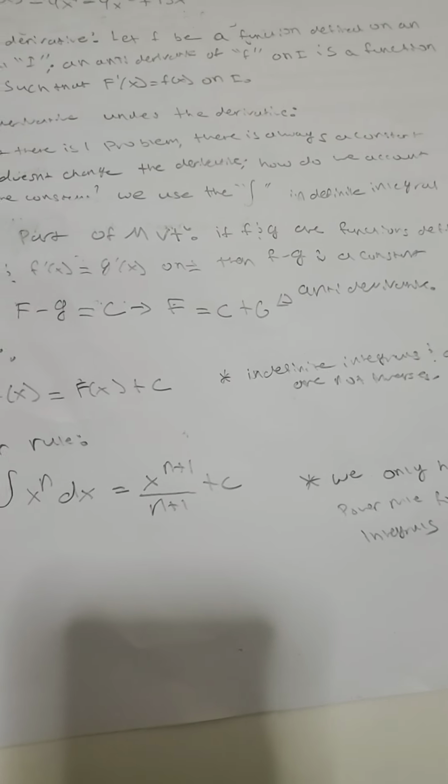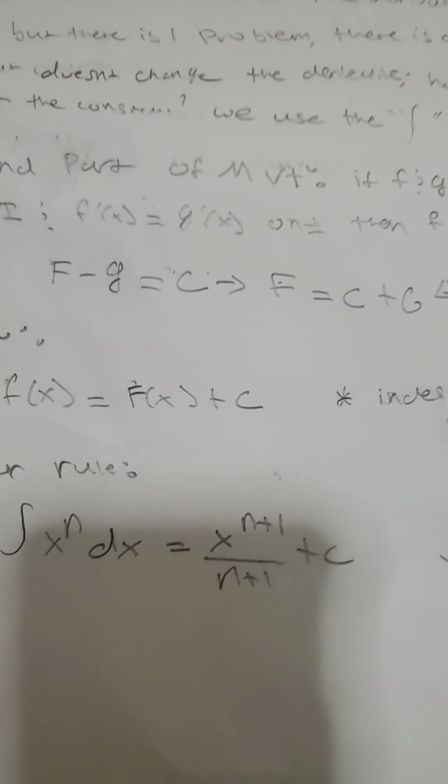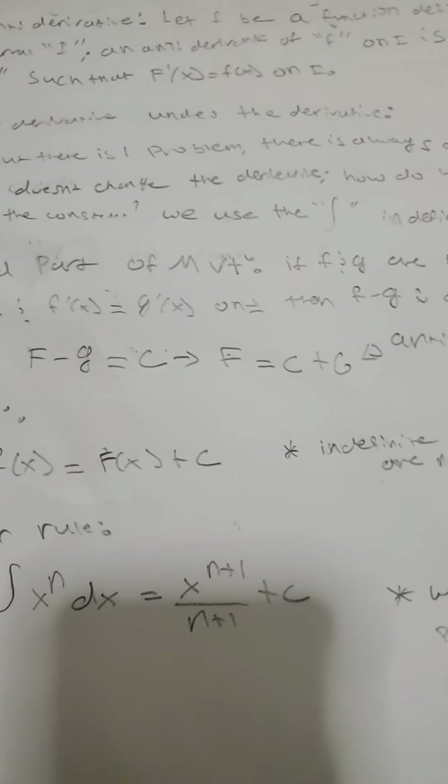So the question we're trying to answer today is: find the most general antiderivative of the function f of x equal to 9x to the 9th minus 4x to the 6th plus 13x cubed. But before we actually solve this, let's do a little bit of proof, and let's start by defining the antiderivative.